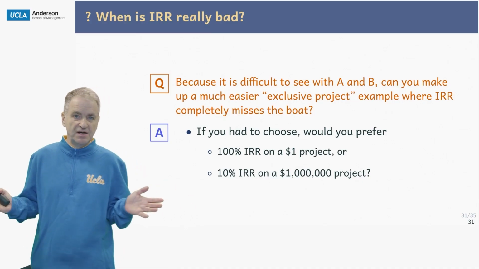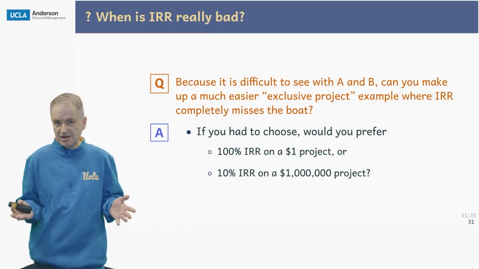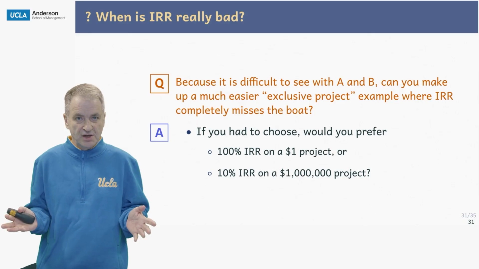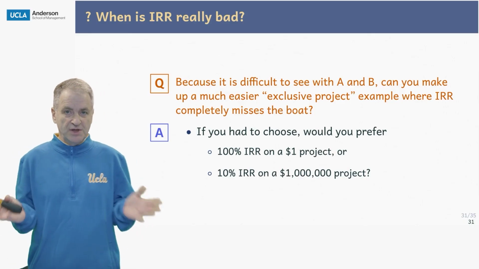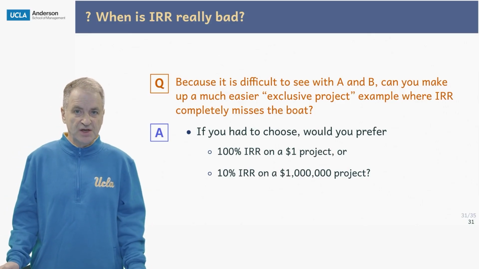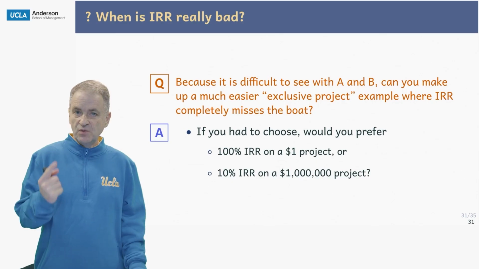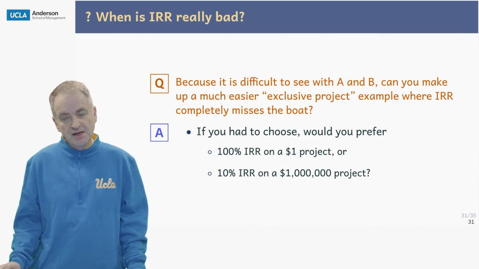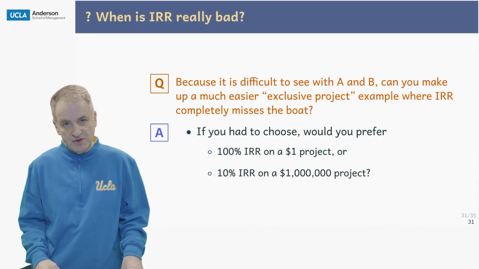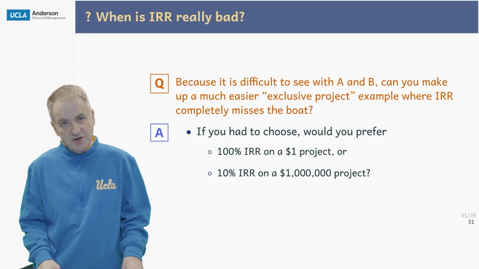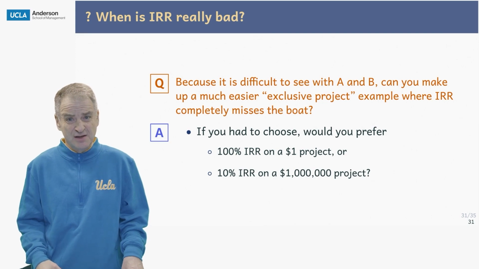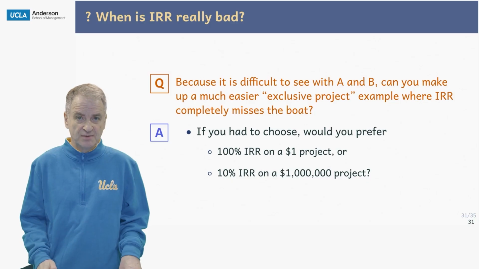No, it's not that hard. Take a 100% internal rate of return on a $1 project. That means your $1 is going to turn into $2. You get an extra $1. On the other hand, a 10% internal rate of return on a $1 million project is going to be $100,000. I would much rather have the second project than the first project.